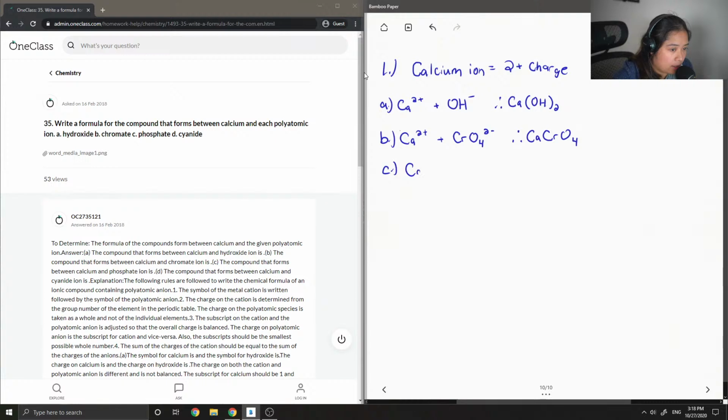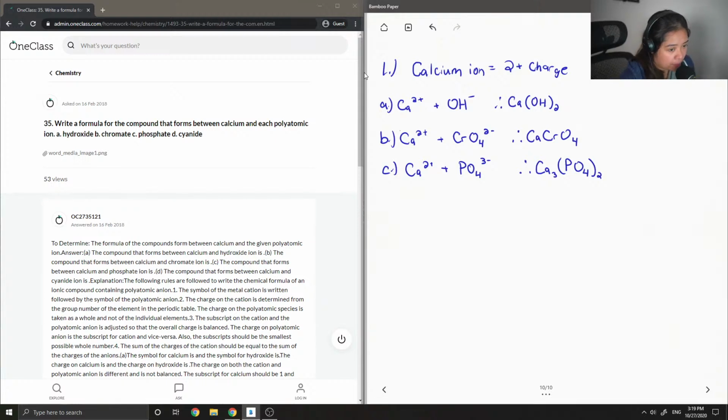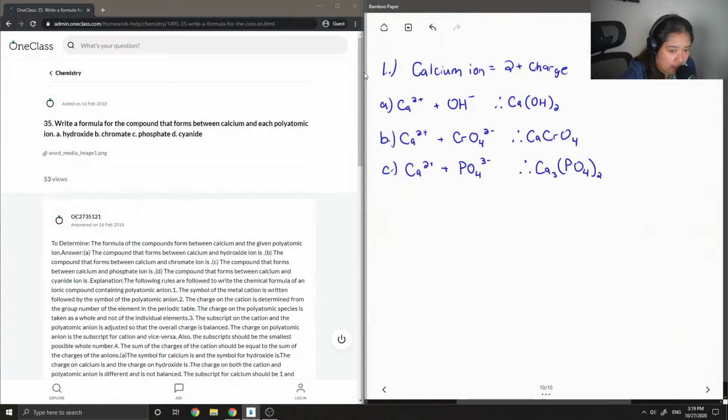And then for C, calcium plus a phosphate. The formula for phosphate is PO4 3-, so it has a -3 charge. Therefore its compound shows that we need 3 calcium atoms, and we also need 2 phosphate ions. To do this, I just cross multiplied. Since phosphate has a -3 charge and calcium has 2, I cross multiplied to get those values.